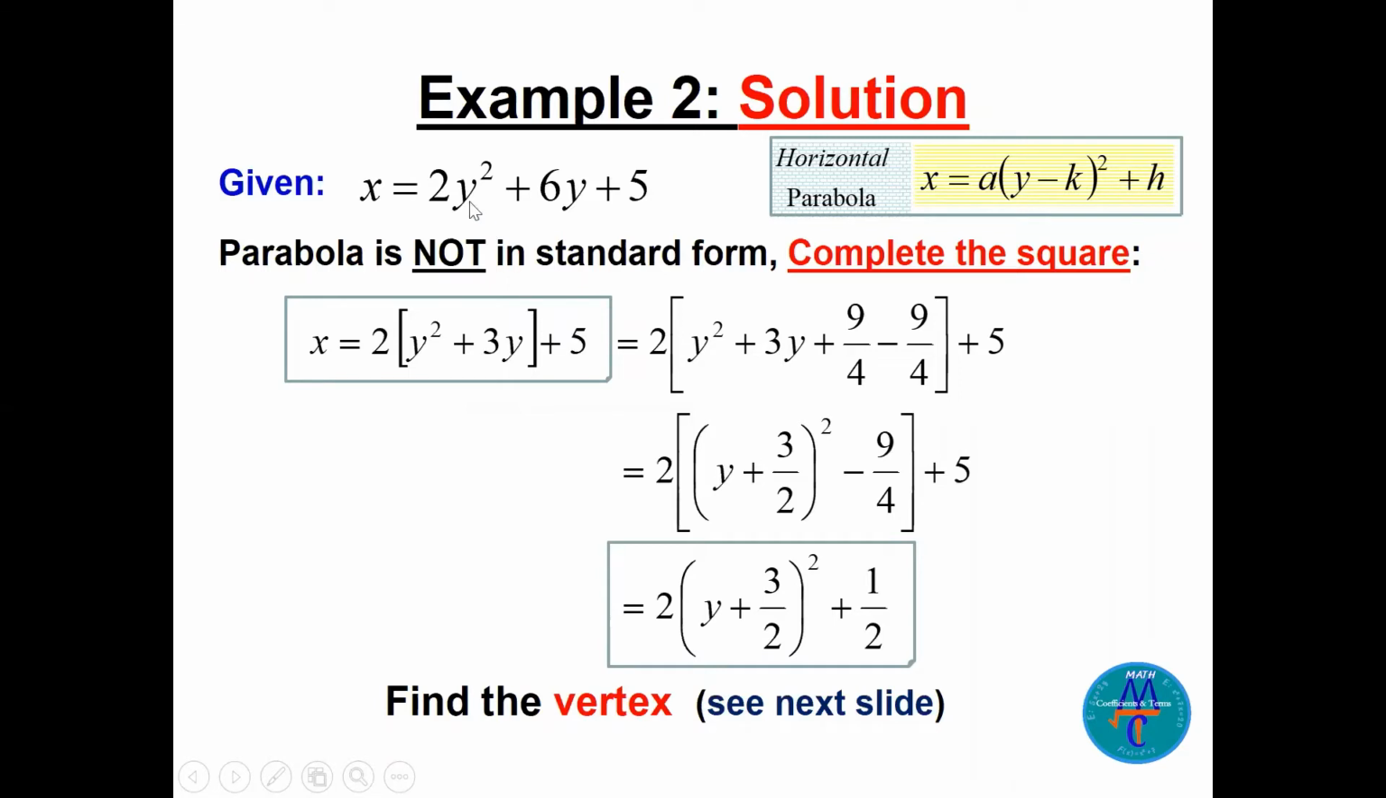So to complete this square, we need the coefficient of y squared, remember, is 1. So I take 2 here as a common factor. I leave the 5 here, and then I will add it at the end.